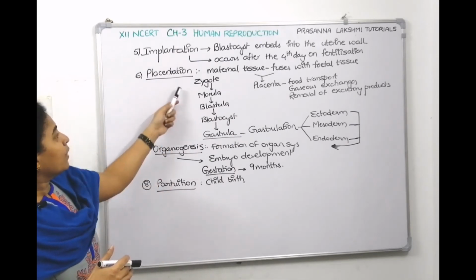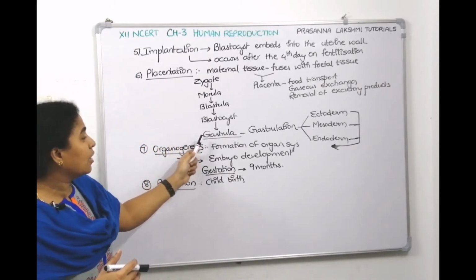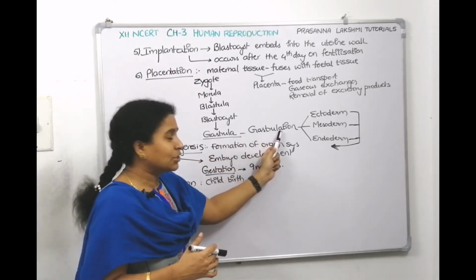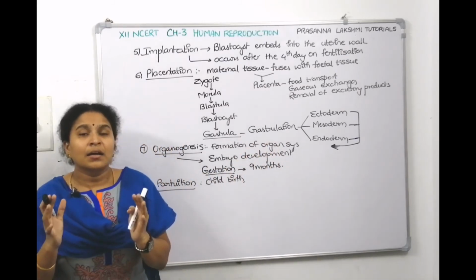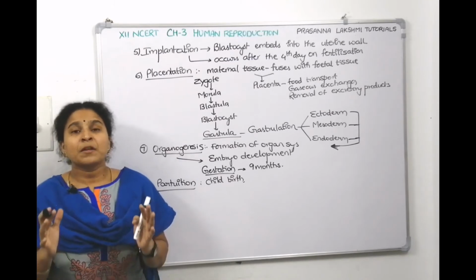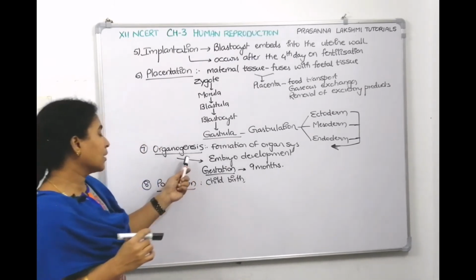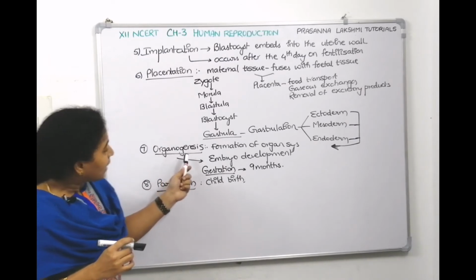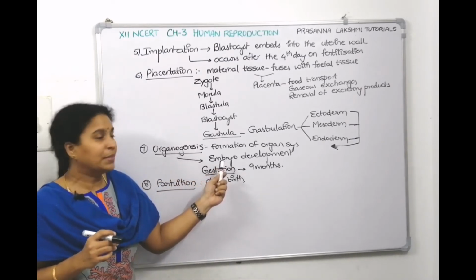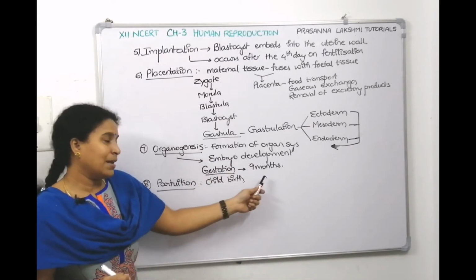Now inside, what happens? The zygote is developing into morula, blastula, blastocyst and gastrula. Formation of the gastrula is called gastrulation. The gastrula has ectoderm, endoderm, mesoderm, all the 3 germinal layers. From all the 3 germinal layers, organ systems develop. That is called organogenesis. Organogenesis results in formation of the embryo, which we call embryo development. The period of gestation of humans is 9 months.